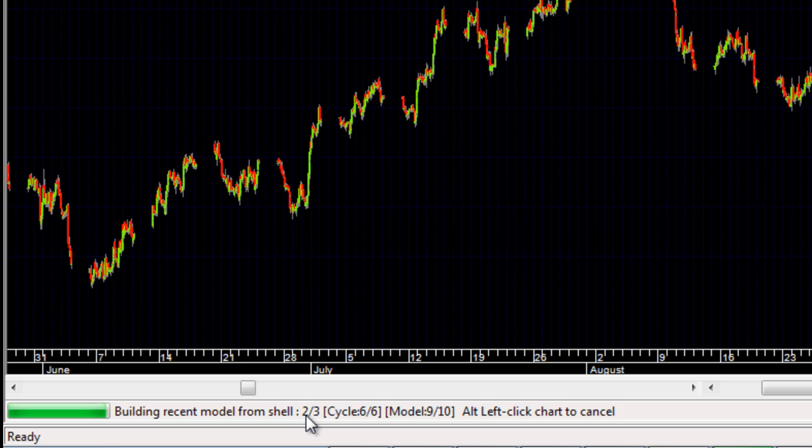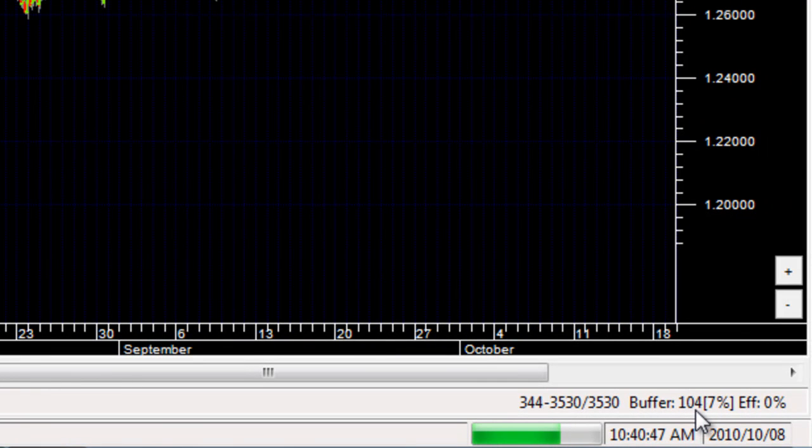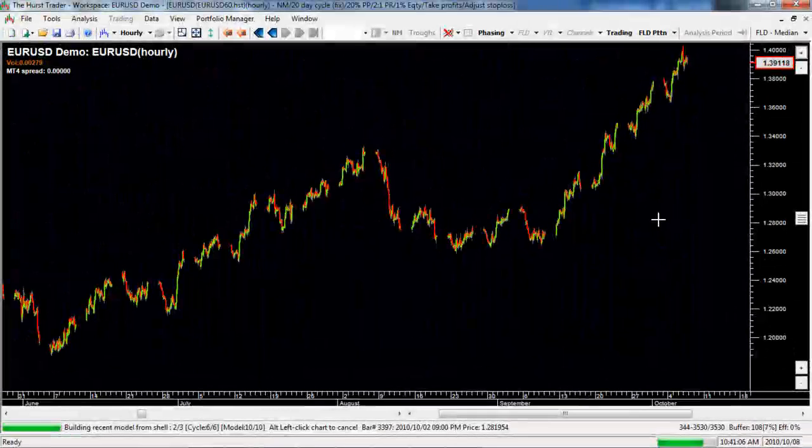You'll see that it is building the second out of 3 models. It is working on the 6th out of 6 possible cycles, and it is building the 10th out of 10 possible models. However, it is taking a long time. You'll notice that there are now 104 pieces of price information in the buffer, and you'll notice that the percentage figure in brackets is currently standing at 7%. That means that it is taking 7% of 1 bar to perform this analysis.